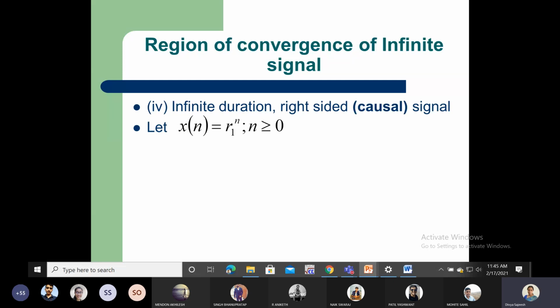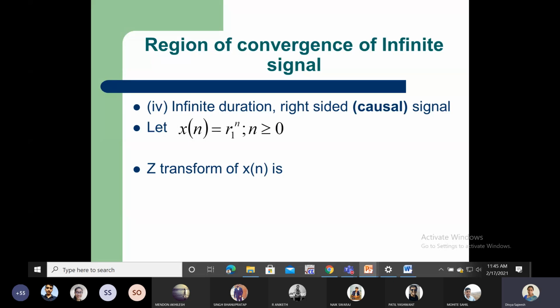So R1 raised to n can take any value from 0 to infinity. We are defining the infinite right-sided signal as R1 raised to n, where n should be greater than or equal to 0. So this is the definition for the right-sided causal infinite signal.